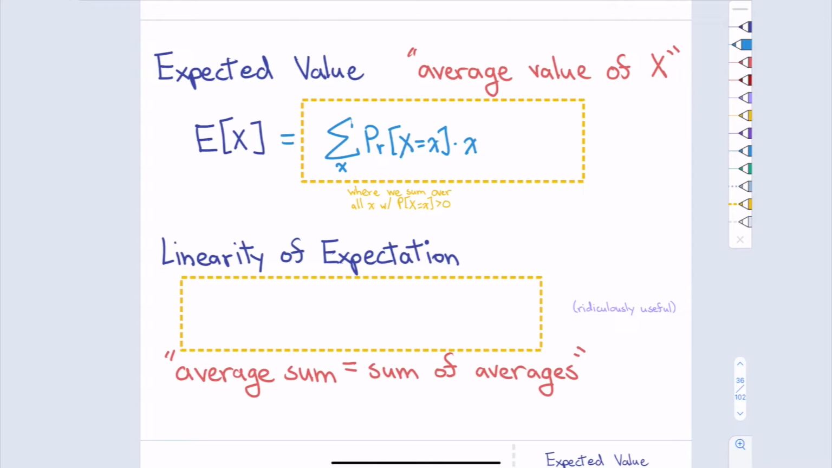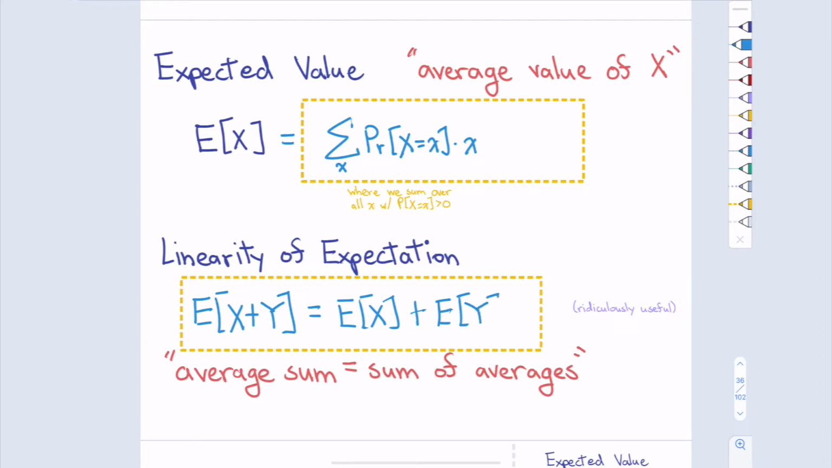The most useful thing you'll learn in this class maybe is what's called linearity of expectation. Maybe you already learned it. It says that if I have two random variables, x plus y, and I want to know the average of x plus y, it's going to be equal to the expected value of x plus the average of y. So the expected sum is equal to the sum of expectations. This is not so hard to prove. I've left it as an exercise in the notes, but you plug in the definition and work through it. You interchange one sum.